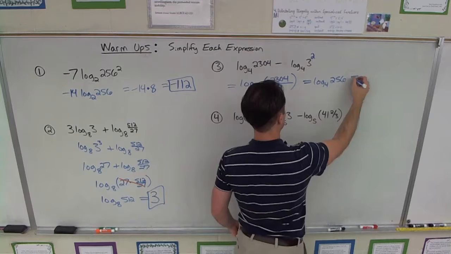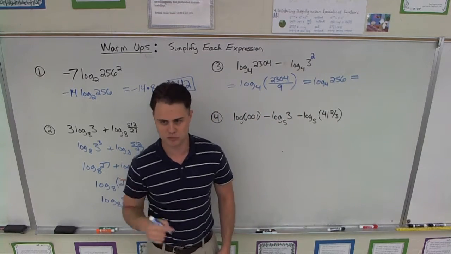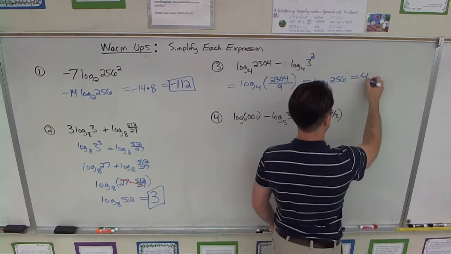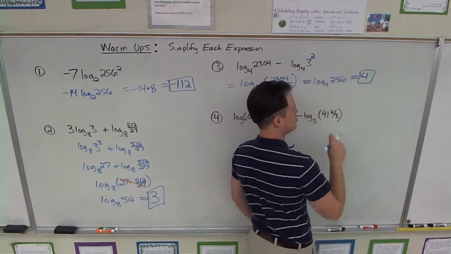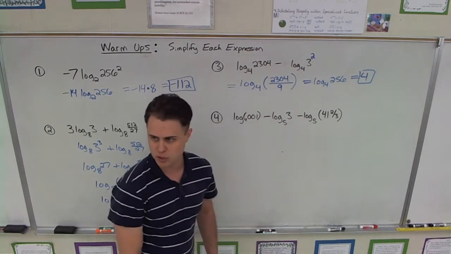Once again, I think I made this come out nice. 256, you should be remembering, is what power of 4? It's the 4th power. 4 to the 4th power is 256. So that simplifies to just 4. Pretty nice.